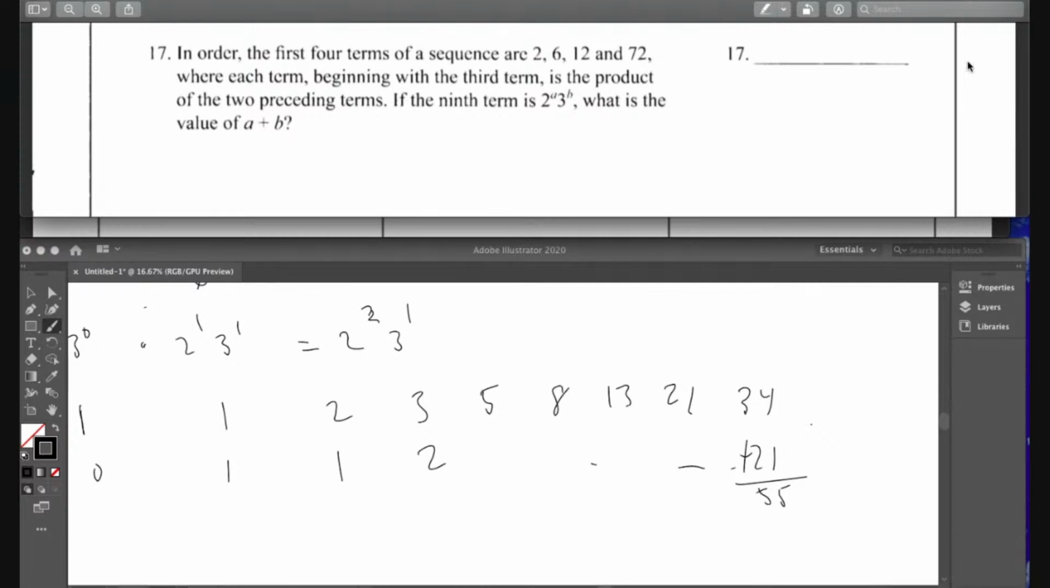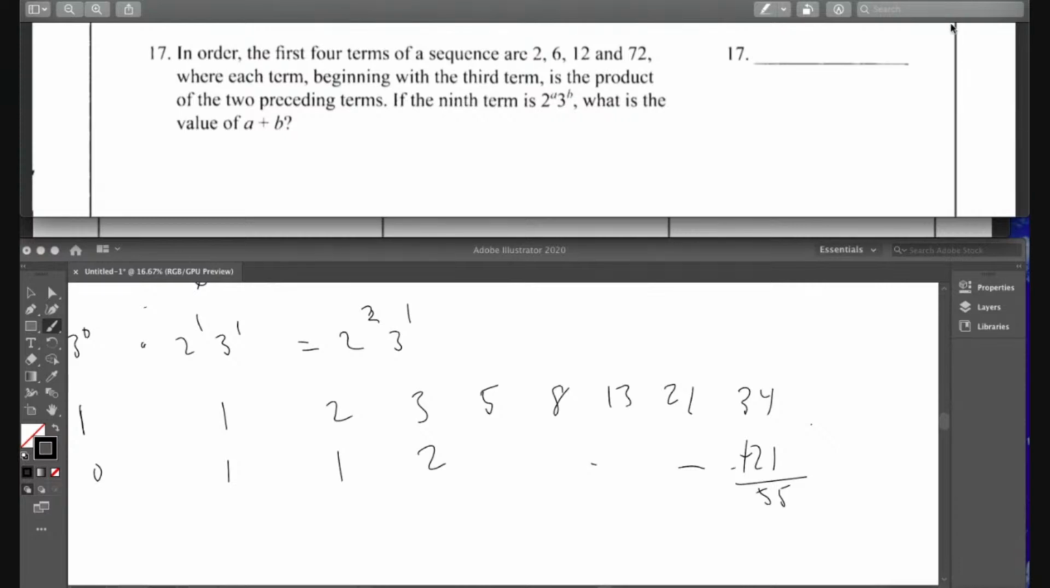Yeah, you just have to notice that. Also, in the problem itself, it says product of the 2 preceding terms. So you might think, that kind of sounds like Fibonacci. I wonder if I can modify this Fibonacci sequence. Yeah, you just have to notice that when you're taking the product of the two terms, it's just Fibonacci with the exponents, and then you can just do it like that.